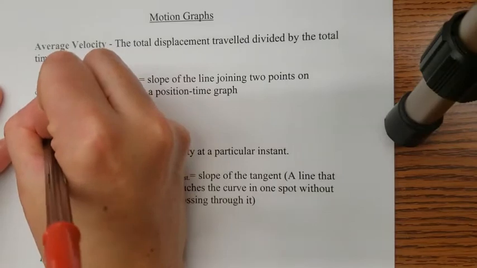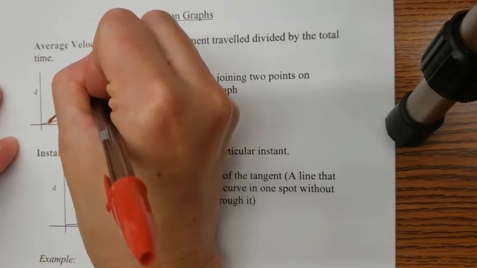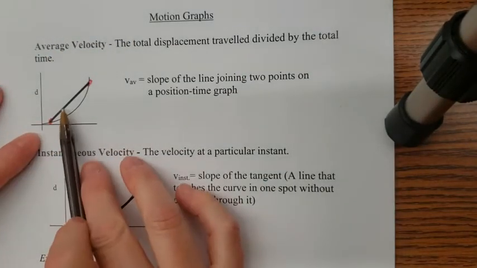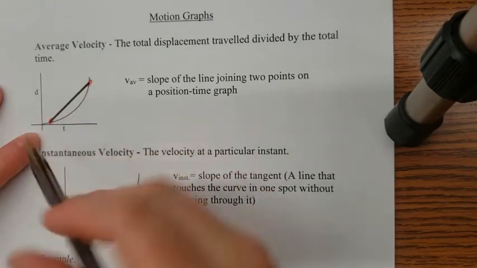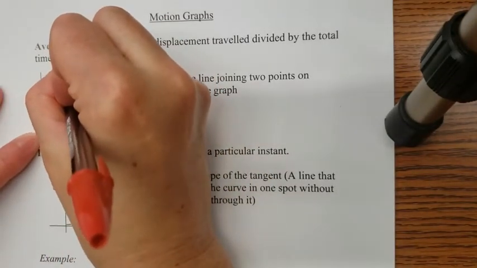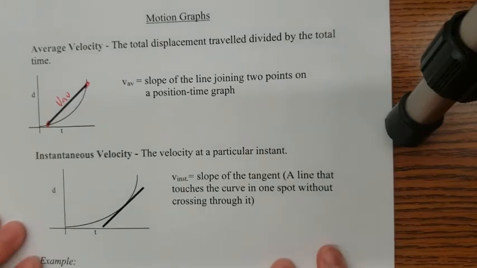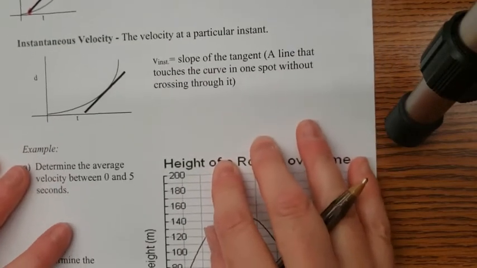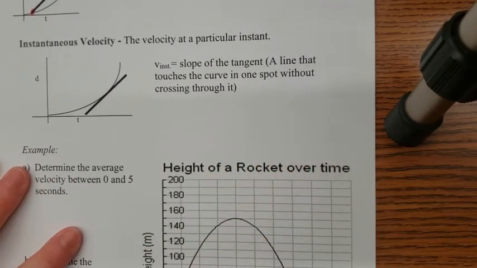So if I wanted to figure out the average velocity between these 2 points, all I would have to do is find the slope of the line that joins those 2 points. So that's V average. Now, instantaneous means at that particular instant.